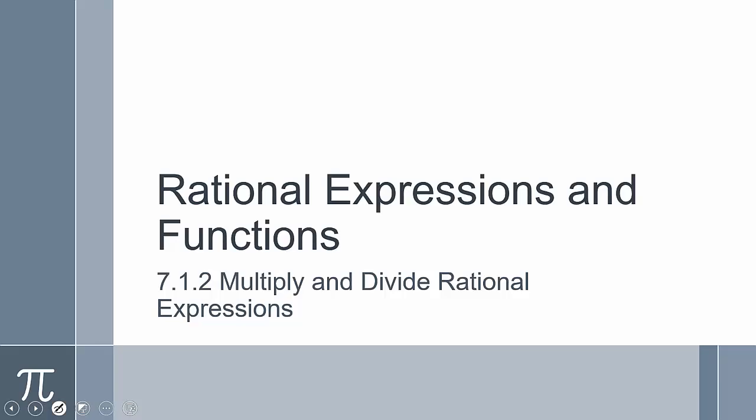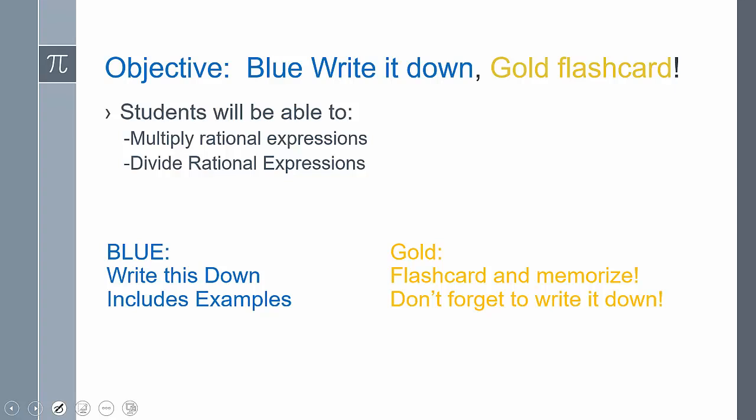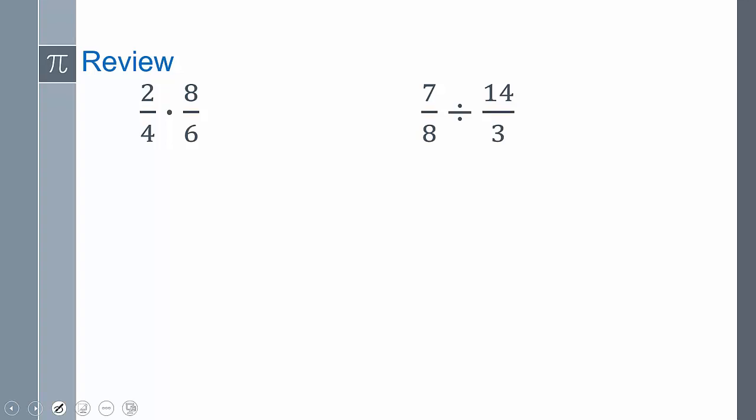This is section 7.12. We're going to multiply and divide rational expressions. So we're going to be able to multiply rational expressions and be able to divide rational expressions. Now, as a review, when we have fractions, when we're multiplying, you multiply straight across.